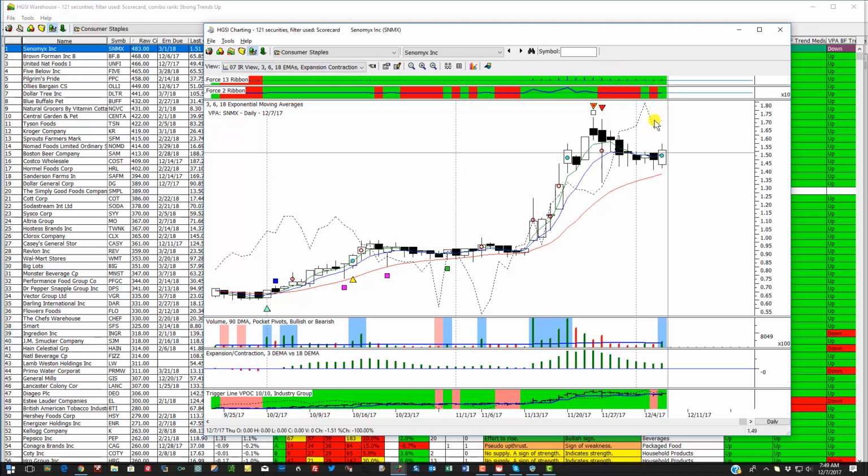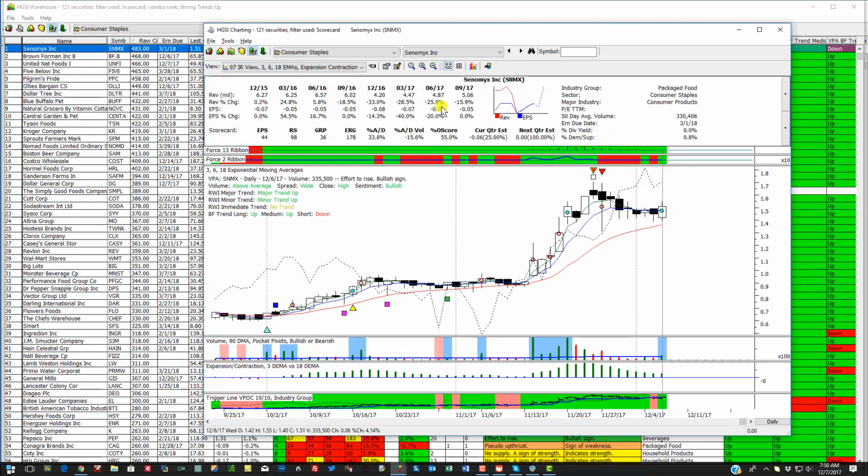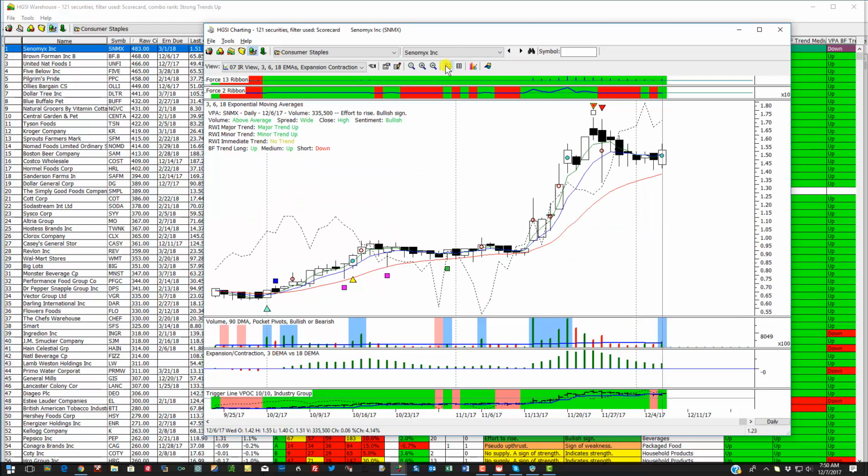Force 13 is green. The Force 2 turned green. We have an effort to rise. We have a pocket pivot. We have a VPOC, which turned from rose to green. The histogram has been positive. Big move up, and then it just moves sideways. Now, you have to be careful. This is an inexpensive stock with negative earnings. So somebody's buying it for a reason, maybe because of the group. This is the group line.